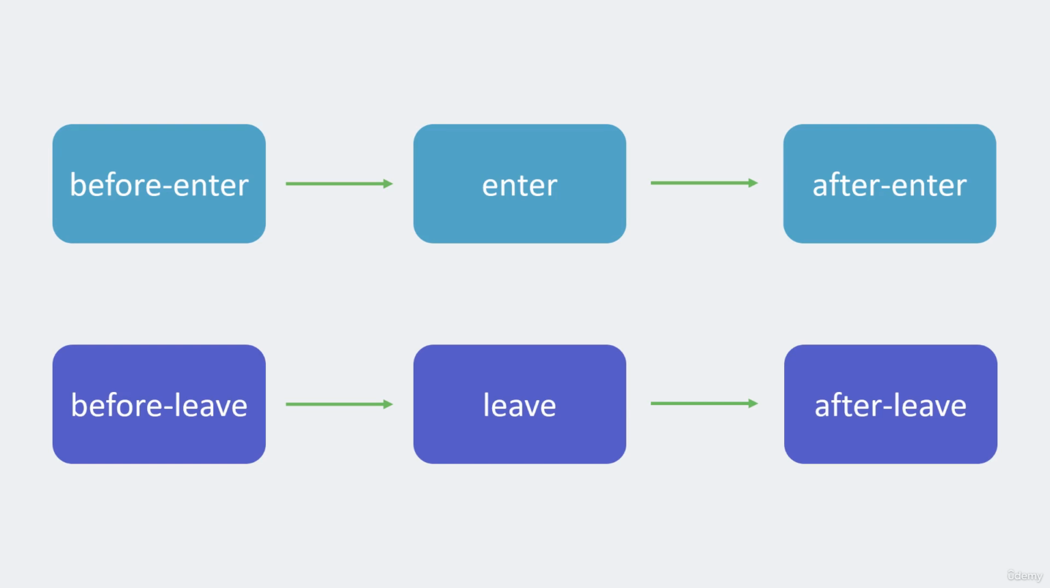The leaving animations are used for when an element is being removed from the DOM. You have the before leave hook, which is triggered before the animation starts. The leave hook is where you would perform the animation. Lastly, the after leave hook is used after the animation is complete.